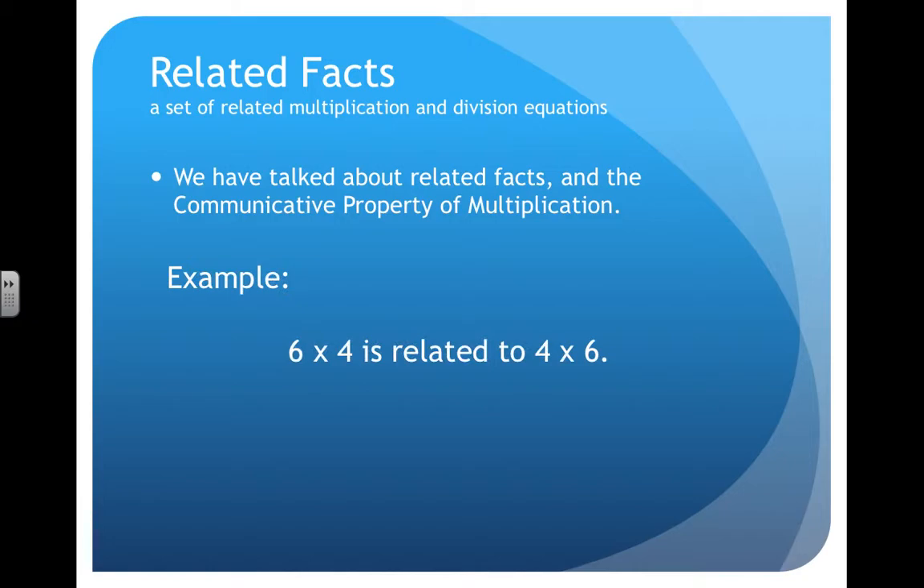For example, 6 times 4 is related to 4 times 6. This is also using the commutative property of multiplication. All we did here was we flipped our factors around. The product of 6 times 4 and 4 times 6 is 24. Six times 4 and 4 times 6 are related.